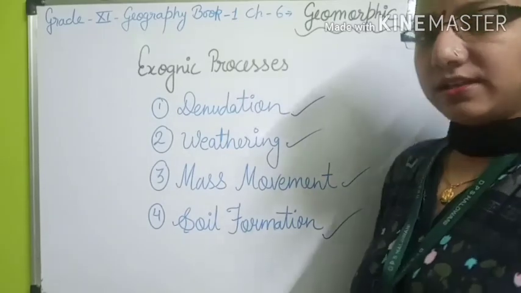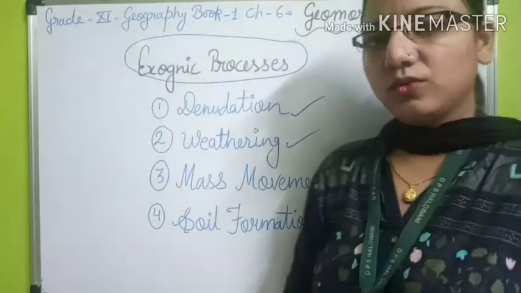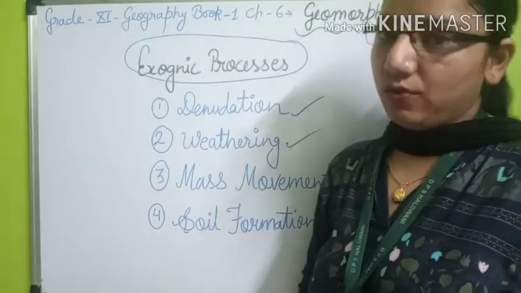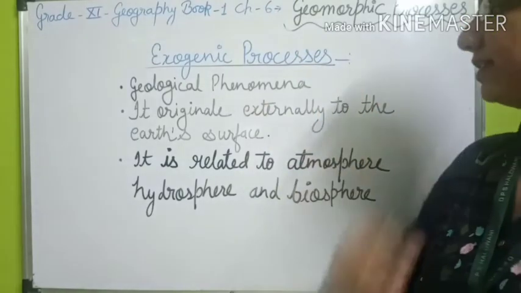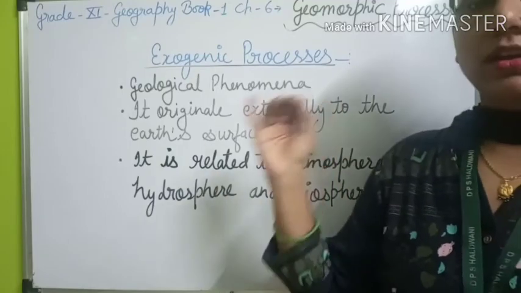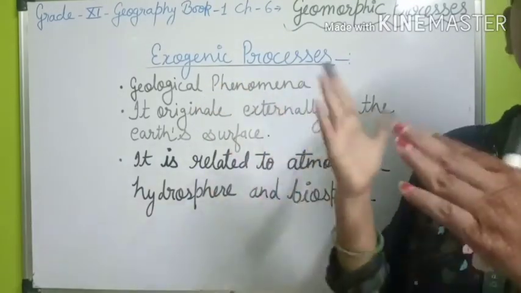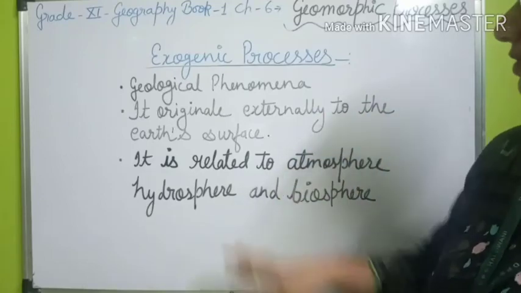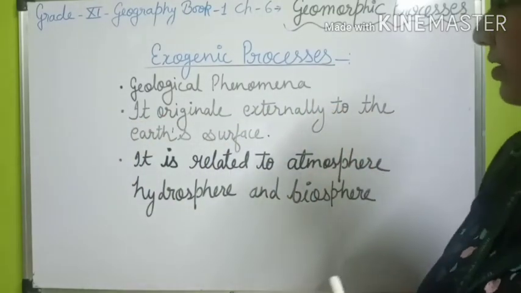So students, let's start with the introduction of the topic, that is exogenic process. So we will see what is exogenic process, and then after that we will cover these four topics. So let's start. So students, let's see what is exogenic process. Students, the exogenic process include geological phenomena. It is including geological phenomena and processes that originate externally to the earth surface.